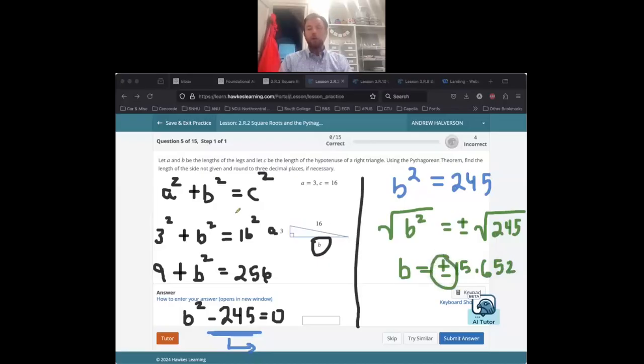But you have to put the plus minus. Which means what? What's the solution? There's two solutions. One solution is what? B, positive, yeah, positive 15.652. And the other one is what? Negative, right. That plus minus really represents two solutions, one positive, one negative. Good.